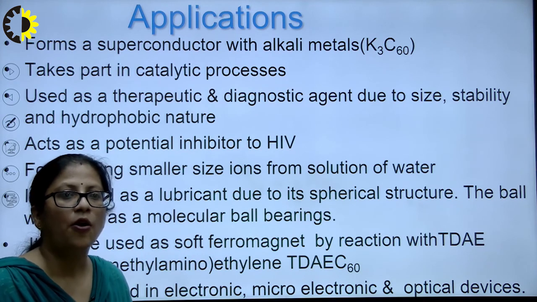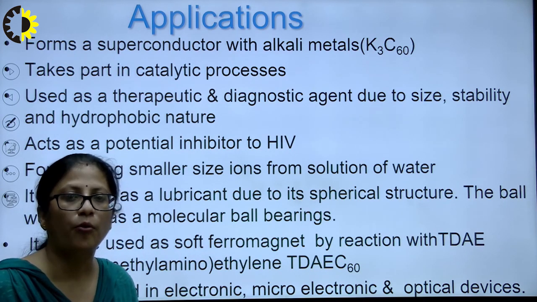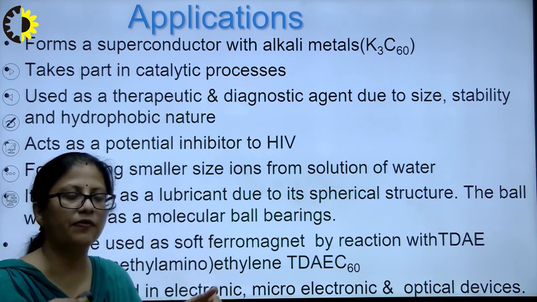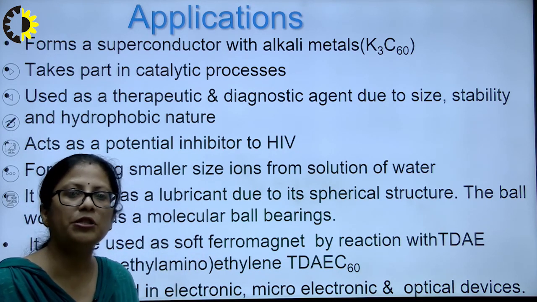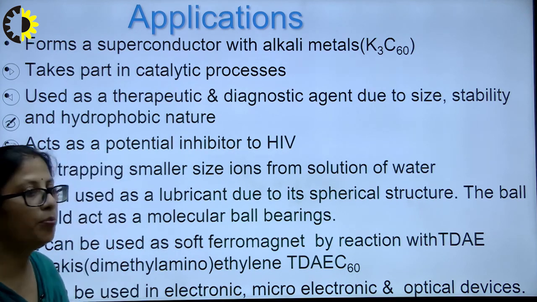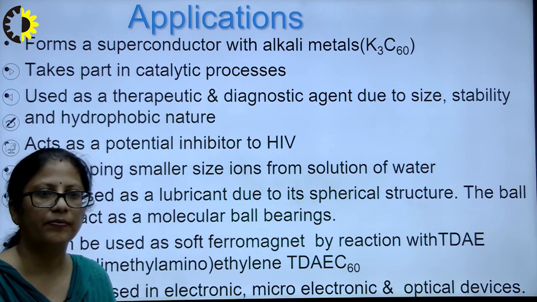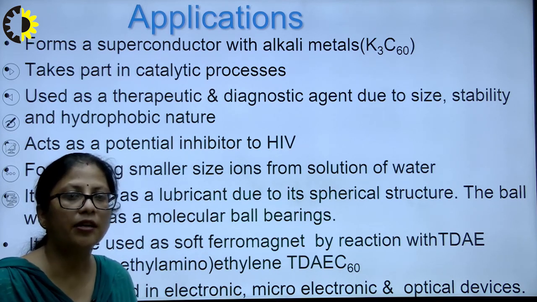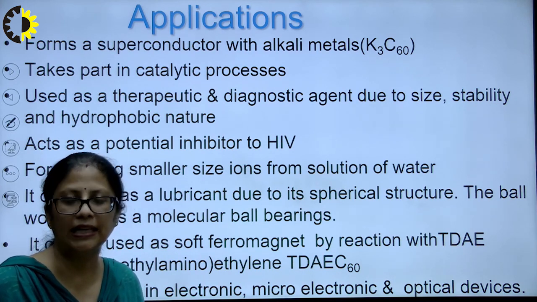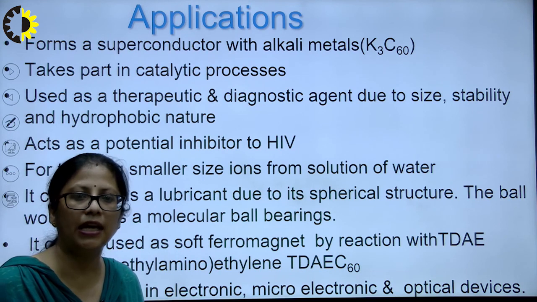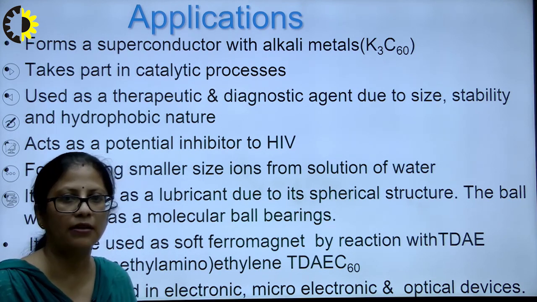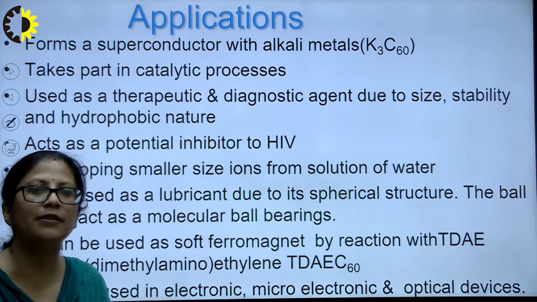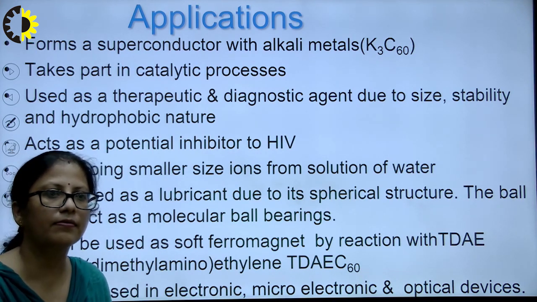They are used for trapping smaller size ions from solutions of water. Because of their spherical structure, since there are no edges outside and only a smooth surface, they can be used as a lubricant. And the ball would act as molecular ball bearings. It can be used as a soft ferromagnet by reaction with tetrakis dimethylaminoethylene, TDAE. If you mix C60 with TDAE, then they can be used as a soft ferromagnet. In addition to these applications, fullerenes are also used in electronics, microelectronics and optical devices. Thank you.